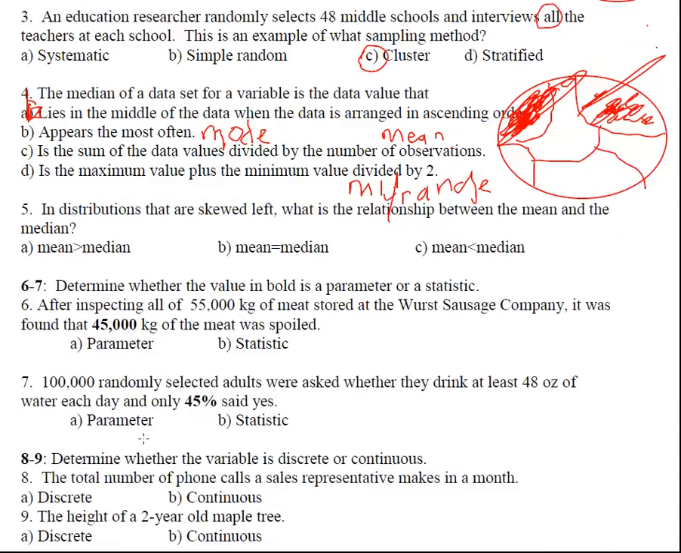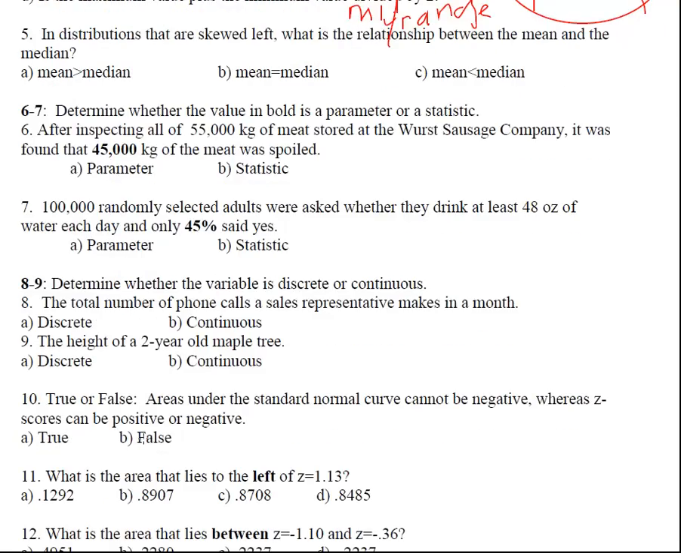Go ahead and scroll down to number 5. In distributions that are skewed left, what is the relationship between the mean and the median? The mean will always get pulled toward the skewness. So if something's skewed left, the mean will get pulled toward the left. And so if we have a histogram that's skewed left, it's going to look something like this with the tail on the left-hand side. So these numbers could be outliers, and that affects the mean but not the median. And so the mean will always get pulled toward the tail. The median will stay fairly stable.